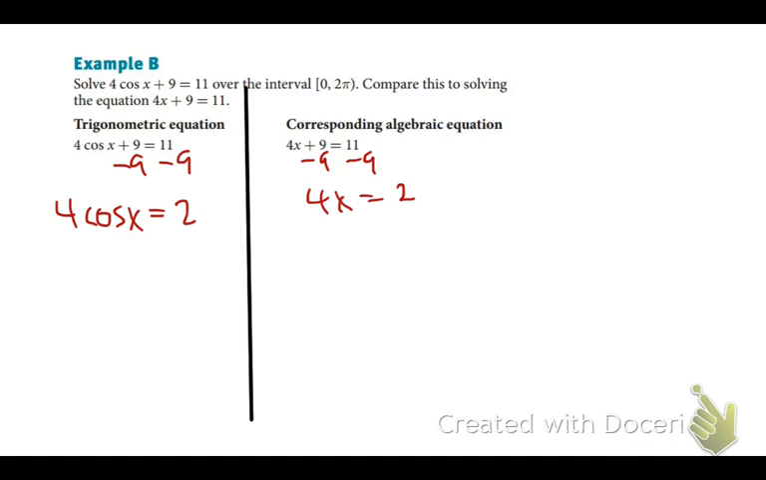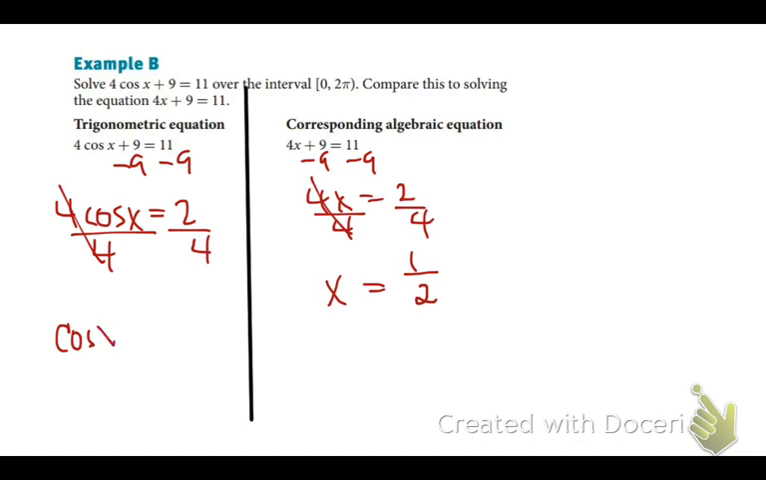All right, let's go back to the 4x equal to 2. What would be your next step? Divide by 4. And that would give you x equals 2/4, or reducing down, x would equal 1/2. Okay, now let's go back to our cosine. We need to get that cosine x by itself, so what would be our next step? It would be the same process. We would divide by 4. We would get cosine x equal to 2/4 or 1/2.